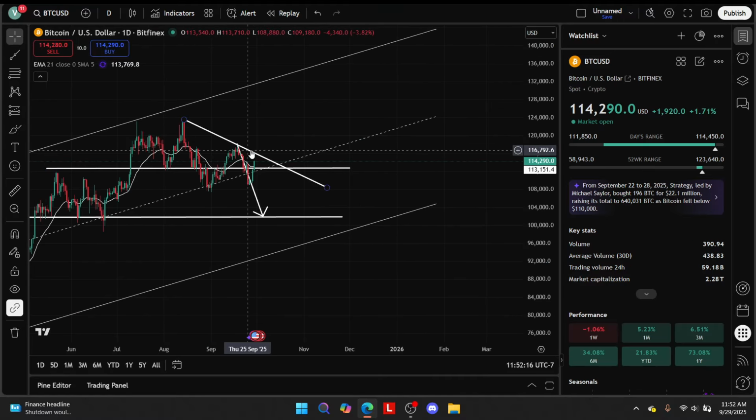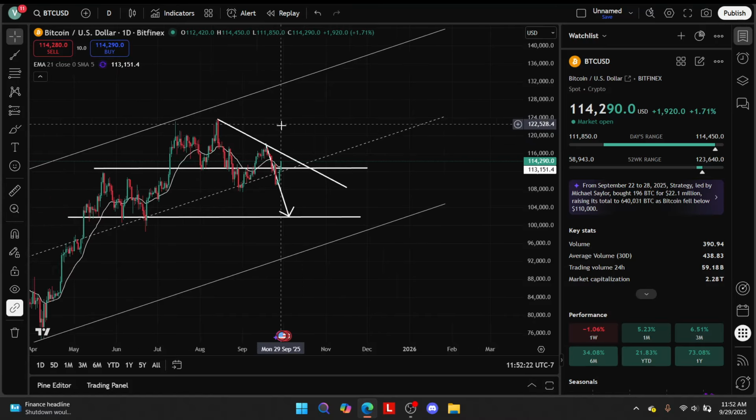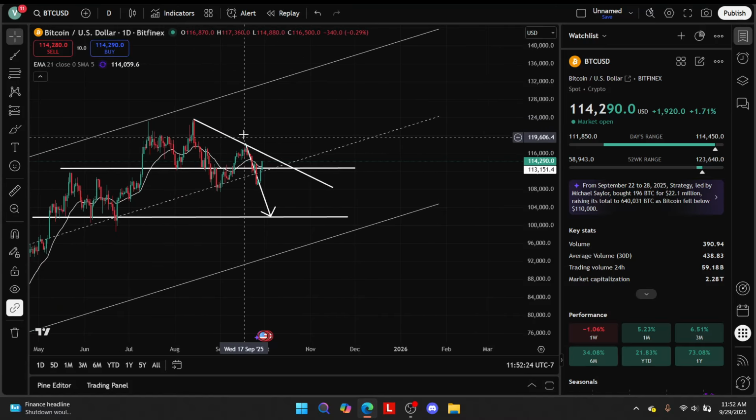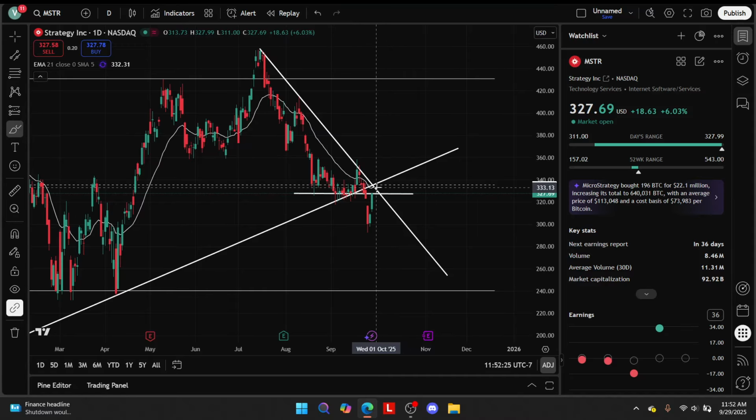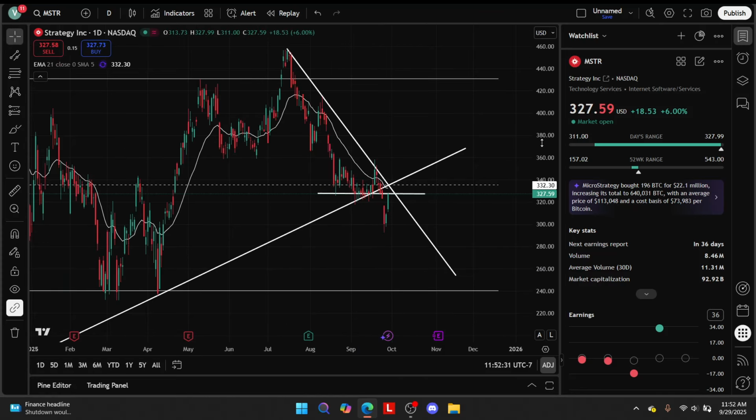Bitcoin looking for about a break above, let's say, 117,000. If you can get to 117,000, it's probably going to continue much higher than that. So looking for that, and looking for a break above probably the 340s, mid 340s for MSTR. That's all I have for MSTR today.